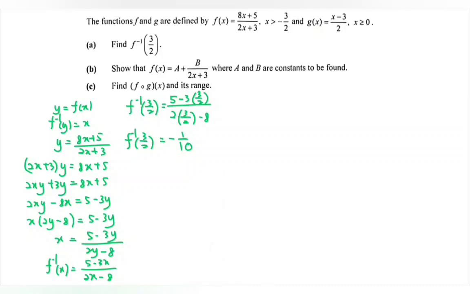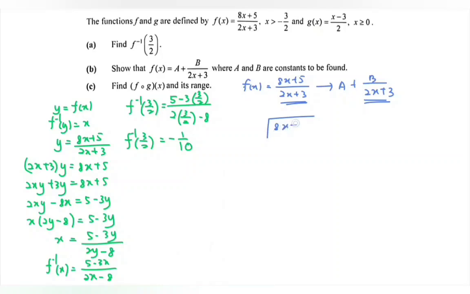Here we have f(x) = (8x + 5)/(2x + 3). The question asks us to express the situation in this form. For me, this would be the improper form, and this one would be the proper fraction. So my suggestion is making use of long division.